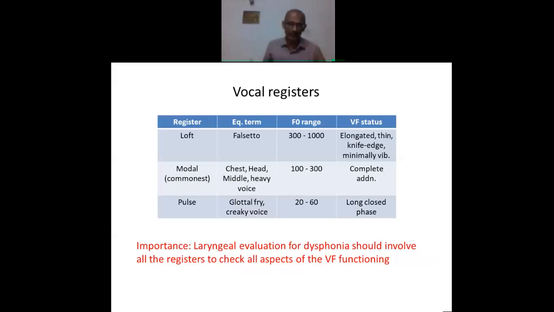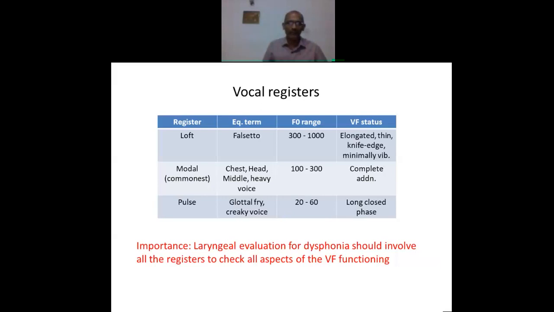So the way we speak. The most common is what's called the modal or chest register or head register. It's the commonest one. The F0 range here is 100 to 300. The vocal folds are completely nicely adducted, just about nicely closed, and we speak in that way.